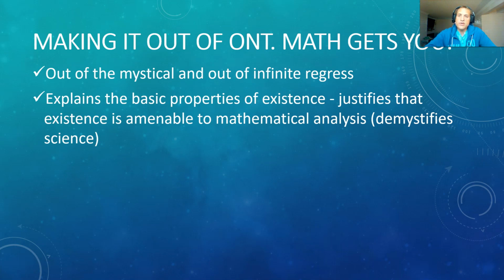Well, with ontological mathematics, we fully explain why existence is amenable to mathematical analysis, because existence is math. It's made out of math. It's literally made out of it. It's the only thing existence could be made out of. It's fully comprehensible. We're taking away the mystery of it. It's no longer a thing of faith. It's no longer a thing of mysticism. It's now fully, rationally, 100% explainable and comprehensible.